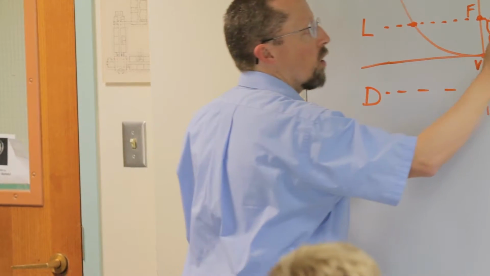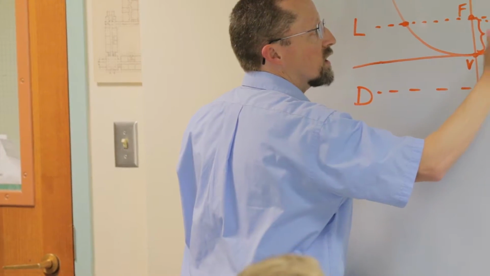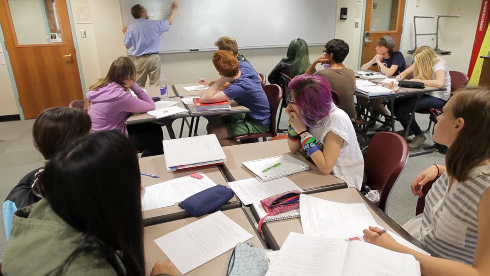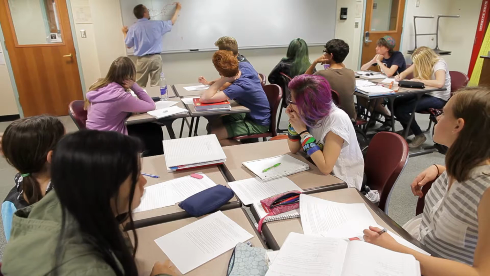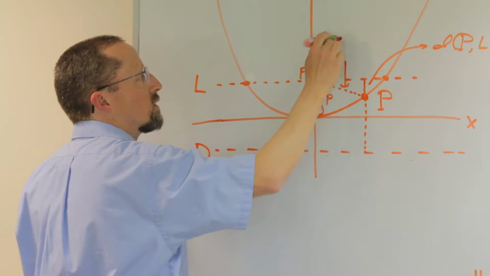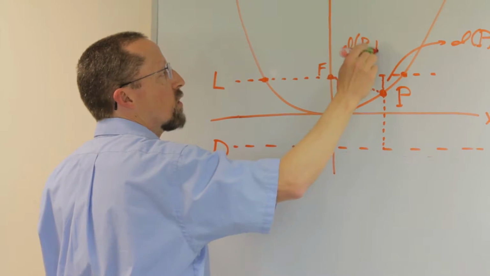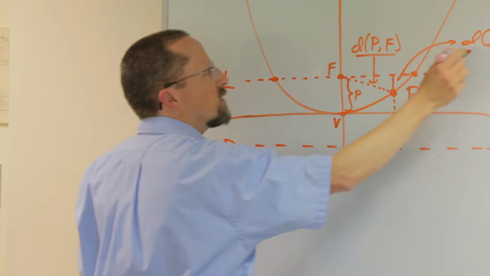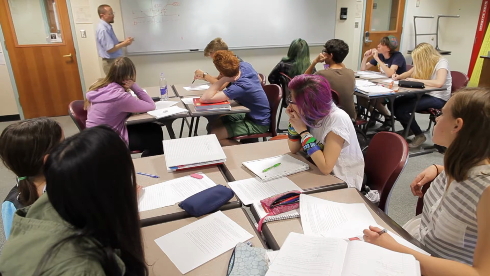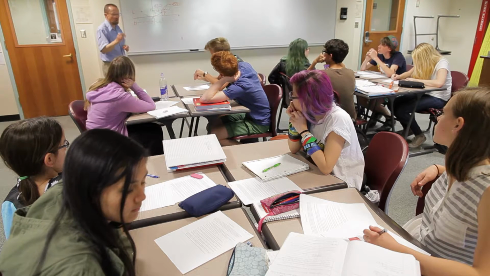So the question is, if we look at this distance, that's the distance between the point and the latus rectum. And this distance here, that's the distance between the point and the focus. Is there something that that's supposed to satisfy? Some equation that those are supposed to satisfy. So that's working out through parts B, C, and D.